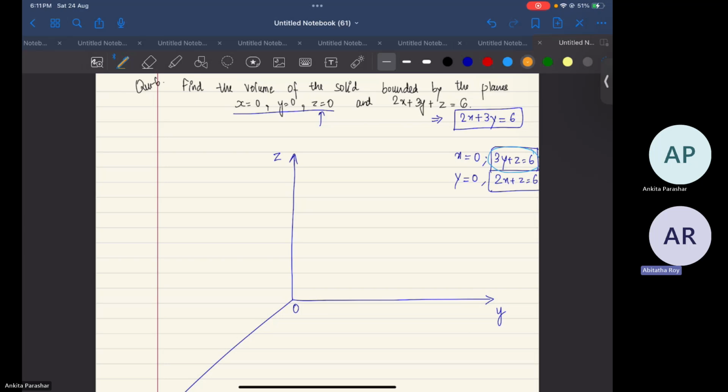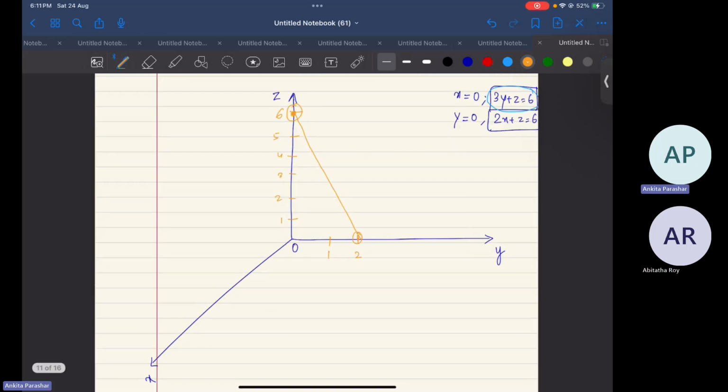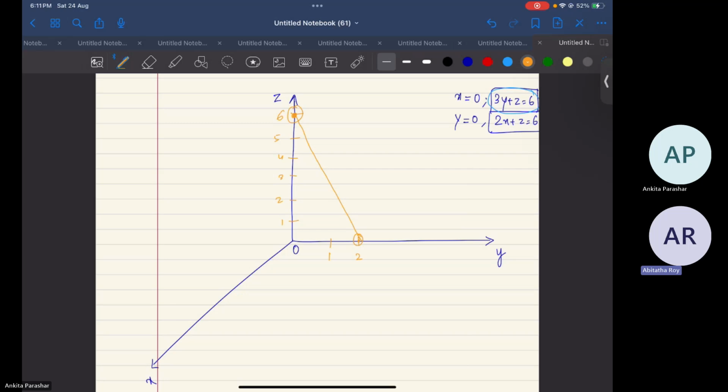When z equal to 0, y equal to 2, and when y is 0, z equal to 6. Something like here, right? 6. So it should pass. What about the xz plane? Also, since the degree is 1, we can infer that it's a straight line only. Of course, it's a straight line passing through these 2 points.